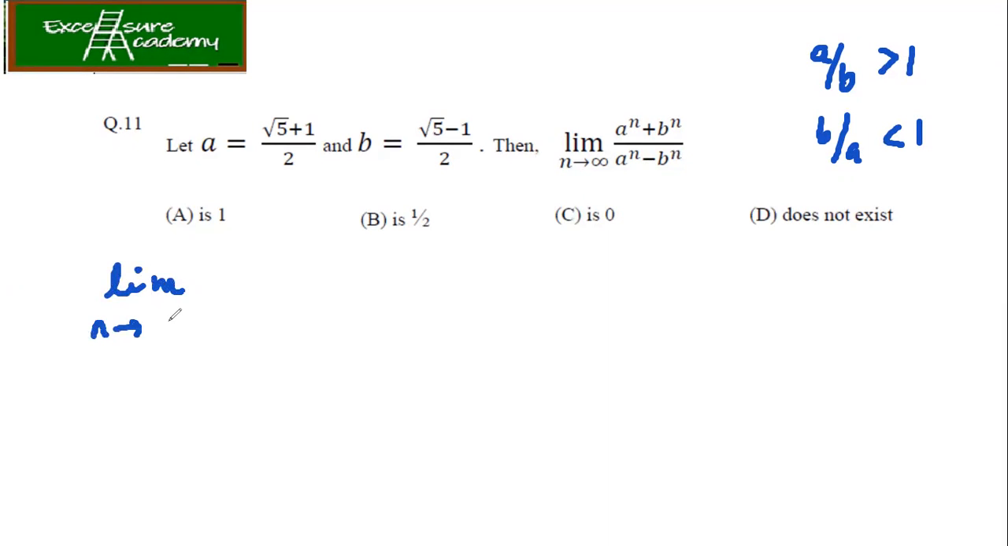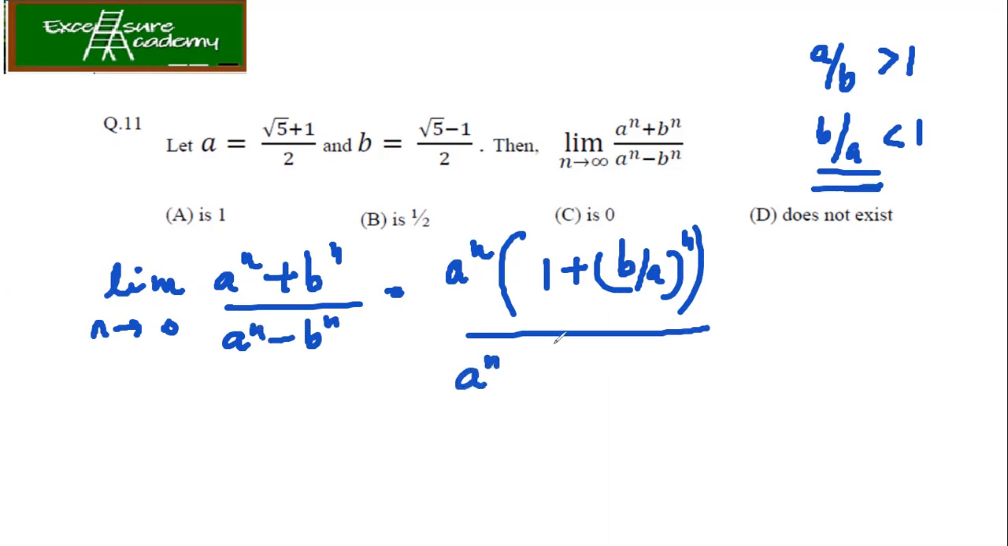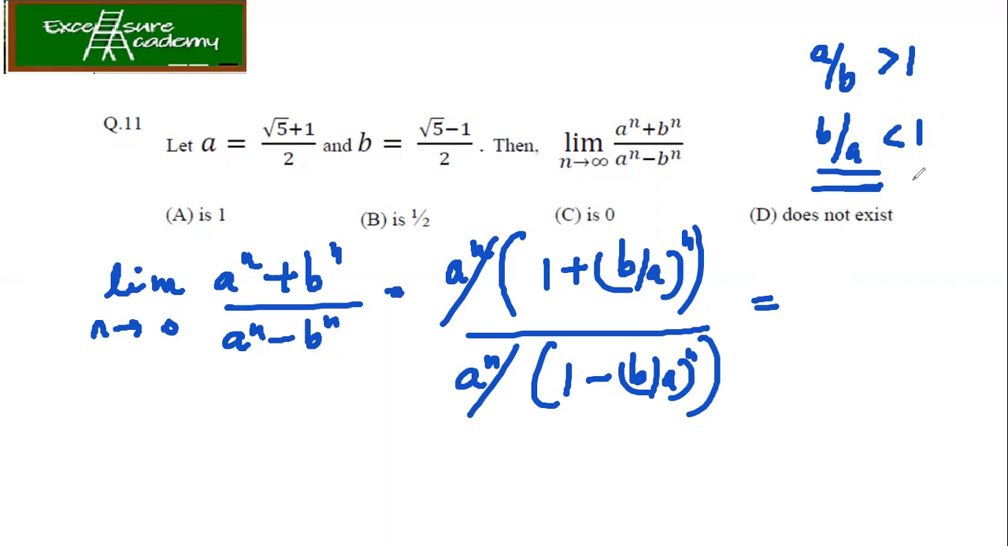The limit as n tends to infinity of a raised to n plus b raised to n, by a raised to n minus b raised to n, can be written in this form. Taking a raised to n common, we get a raised to n times 1 plus b by a raised to n, divided by a raised to n times 1 minus b by a raised to n. Now cancel. We know that the value of b by a is less than 1, so this is negligible.